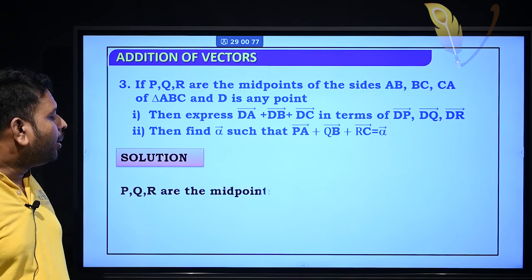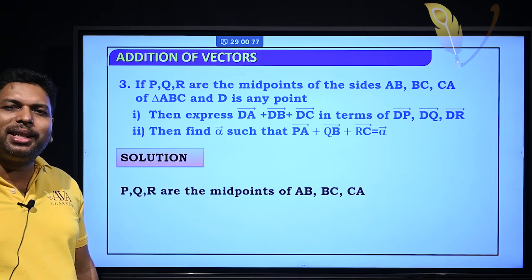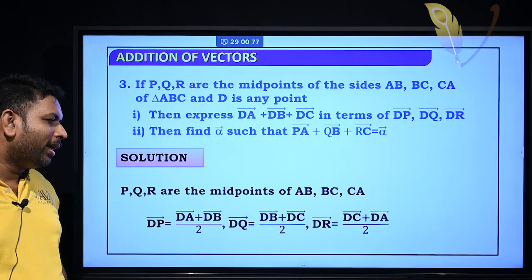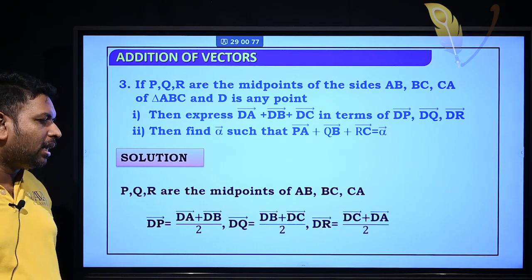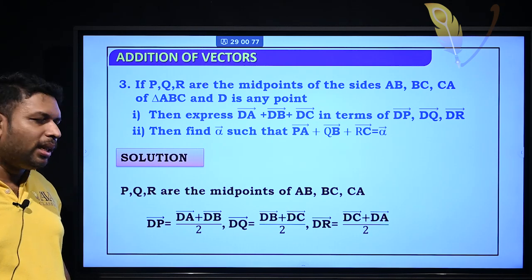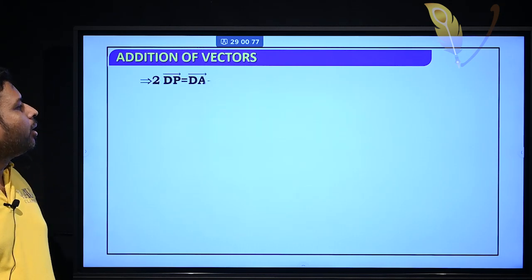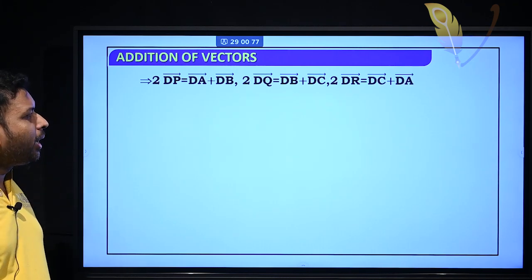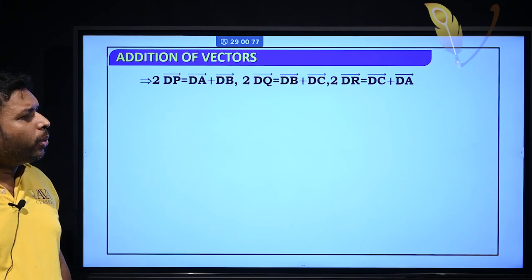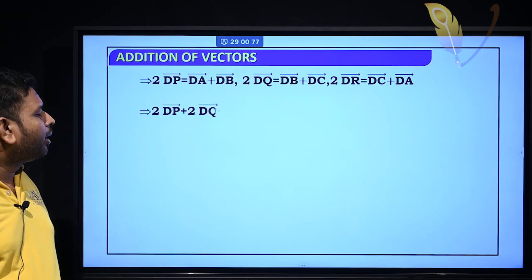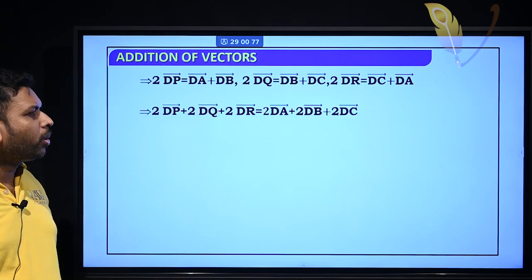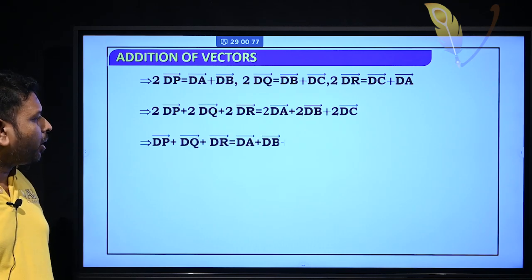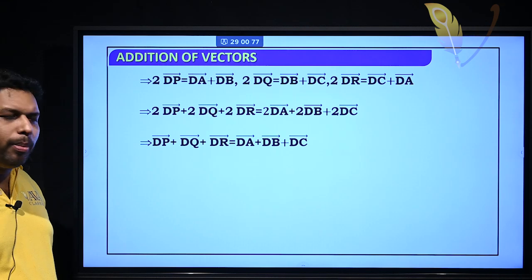Solution. P, Q, R are the midpoints of AB, BC, CA. So DP = (DA + DB)/2, DQ = (DB + DC)/2, DR = (DC + DA)/2. So 2DP = DA + DB, 2DQ = DB + DC, 2DR = DC + DA. So 2DP + 2DQ + 2DR = 2DA + 2DB + 2DC. So DP + DQ + DR = DA + DB + DC.